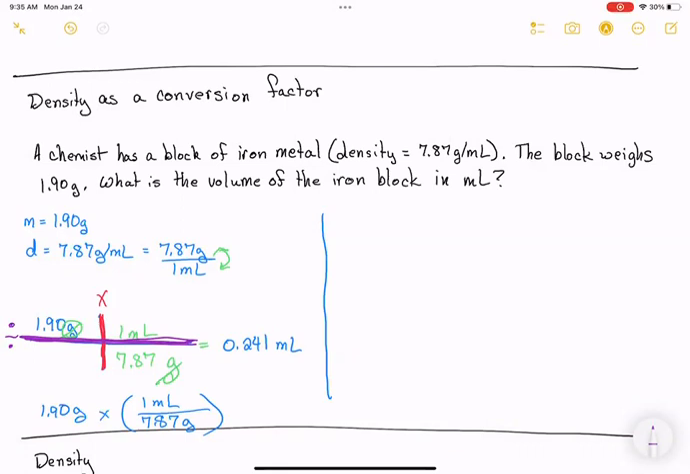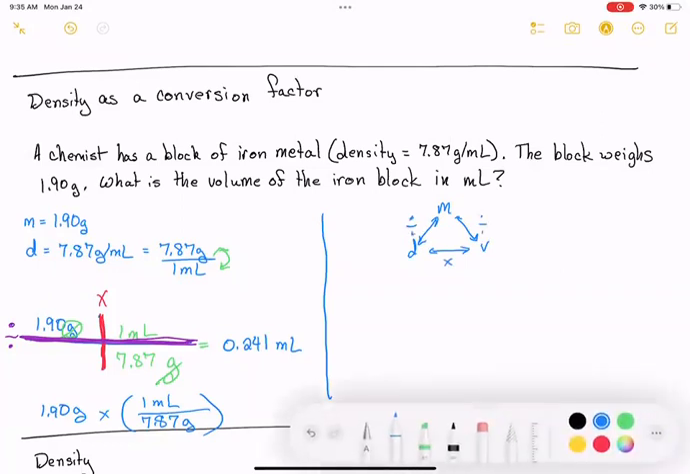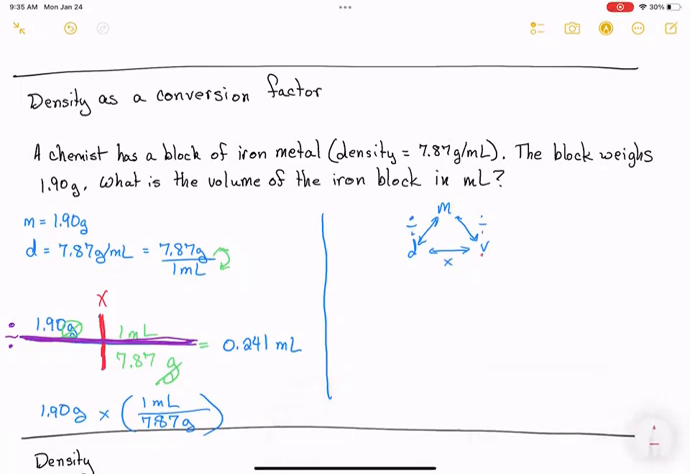Now, I mentioned the fact that we could use the density triangle. And basically, if we're wanting volume, then we want to take the mass and divide it by the density. So we would take the 1.90 grams and divide it by the 7.87 grams per milliliter, and we would get the volume, which would come out to be the 0.241 milliliters. This second method will work for now, but in the future, it may not work as well. Any questions about that?